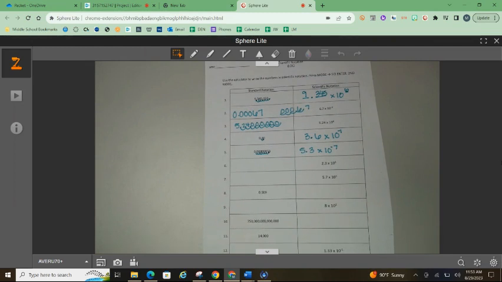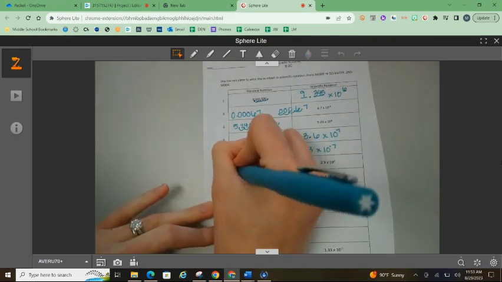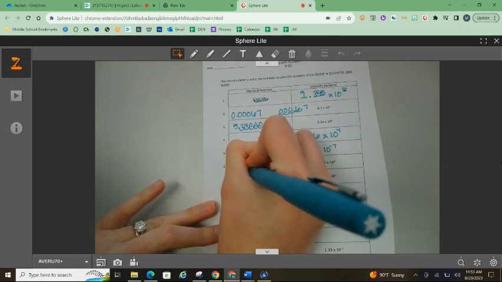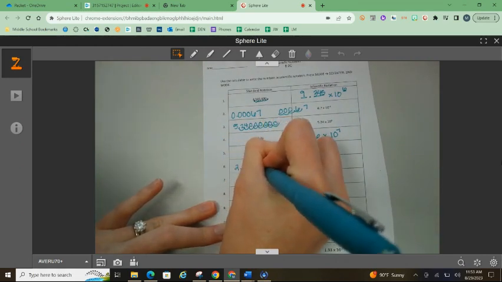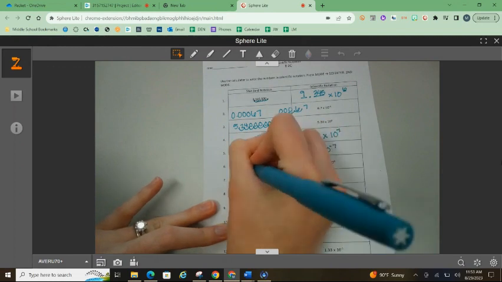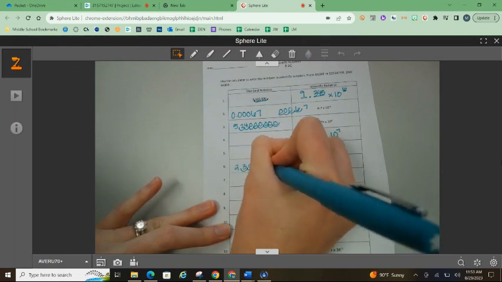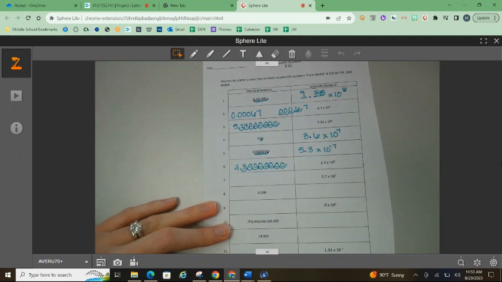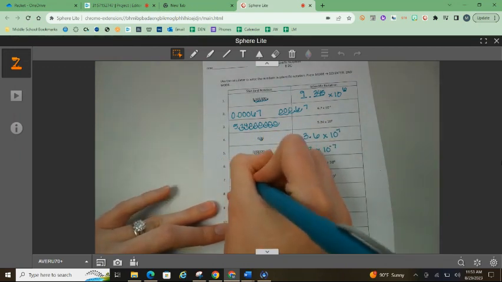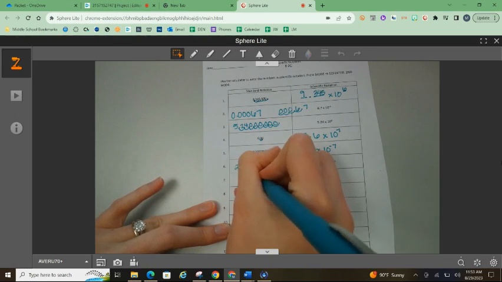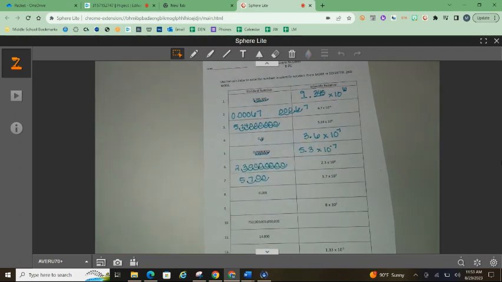8 is positive, so I'm going to move my decimal to the right. Positive numbers are to the right, so I go 1, 2, 3, 4, 5, 6, 7, 8, and I fill in those gaps with zeros. Here again, we have a positive exponent, so I move my decimal 3 places to the right. So I go 1, 2, 3, and fill in with zeros.